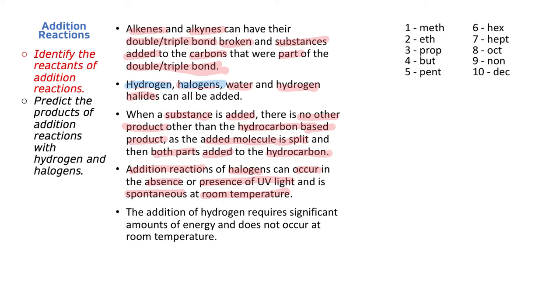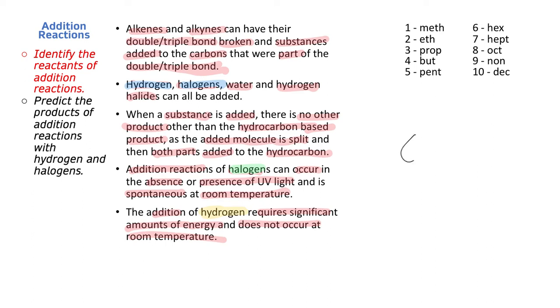The addition of hydrogen requires significant amounts of energy and does not occur at room temperature. The previous point was talking about halogens, and this one is talking about hydrogens. So one of them occurs easily, even in the absence of UV light, and one of them does not occur easily. Let's walk through what happens.